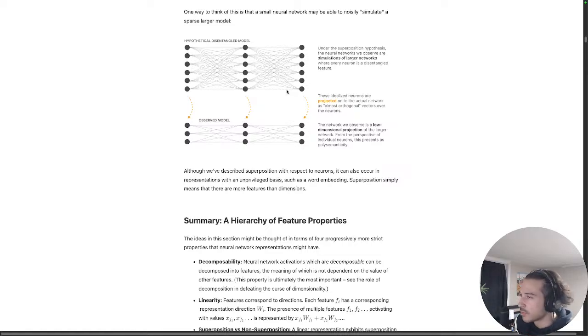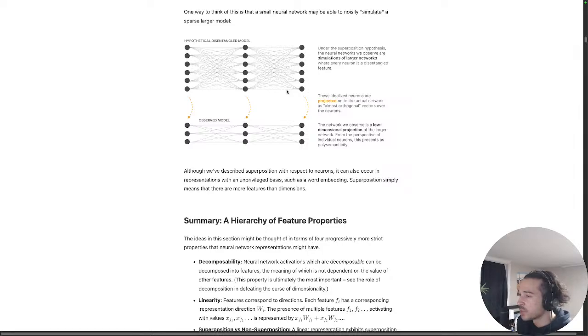Hypothetical disentangled model. Under the superposition hypothesis, the neural networks we observe are simulations of larger networks, in which every neuron is a disentangled feature. And then below this, we have a smaller model. These idealized neurons are projected onto the actual network as almost orthogonal vectors over the neurons. And in our observed model, which is significantly smaller, the network we observe is a low-dimensional projection of the larger network. From the perspective of individual neurons, this presents as polysemanticity.